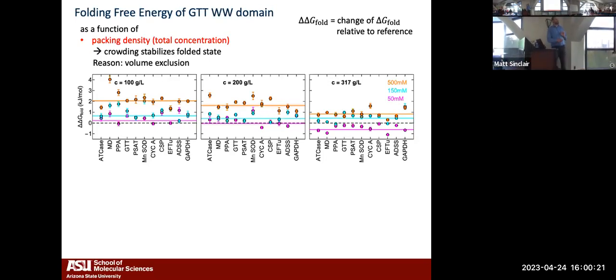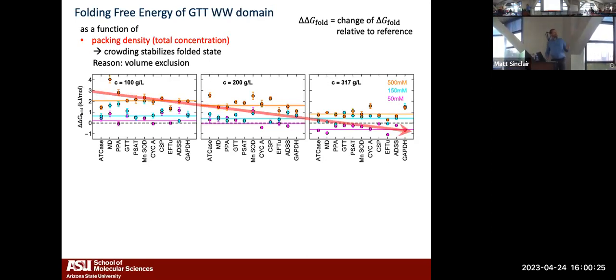So these are the different packing densities. This is the different ionic strengths. Overall, when we increase packing density, we are stabilizing the folded state. That is not surprising. Anyone who has read a big paper about molecular crowding, that's typically what you expect for volume exclusion.